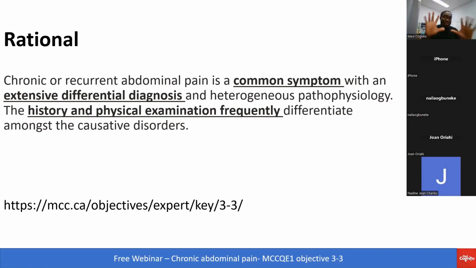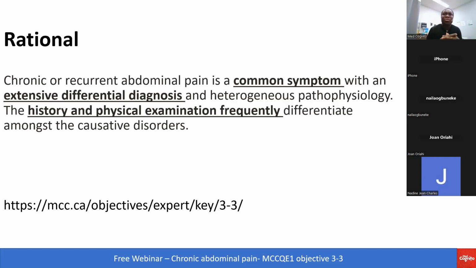So if you go to the MCC objective website, you realize that they state that chronic or recurrent abdominal pain is a common symptom. And if you follow my class very well, I always say that, look, common things are common. So when the exam taking body itself is telling you that chronic recurrent abdominal pain is a common symptom, I will make a note of that with extensive differential diagnosis. So that's another thing I want to pay attention to. So first, I need to know that chronic abdominal pain is common. Number two, extensive differential diagnosis.